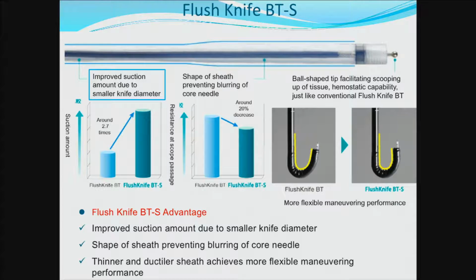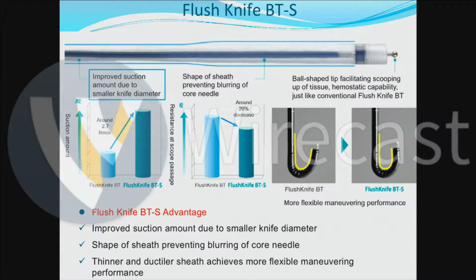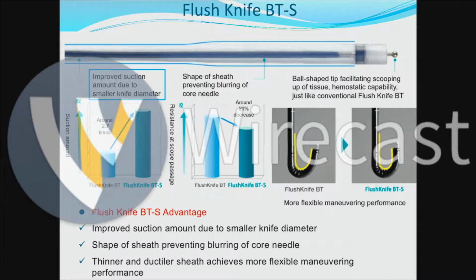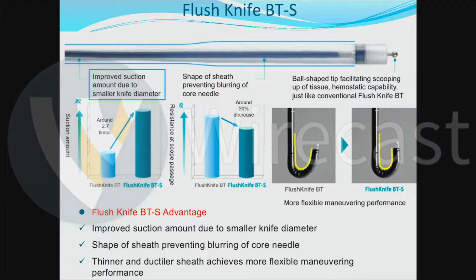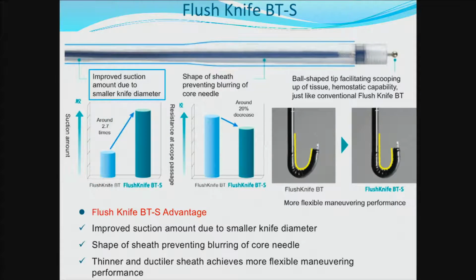And Flush knife BT was further improved to Flush knife BT-S, which has a smaller knife diameter, and it improved the section amount due to the smaller knife diameter. The shape of this prevents bending of the core needle. A thinner and ductile sheath achieves more flexible maneuvering performance. Additionally, the small knife diameter enables more flexible maneuvering performance like this.